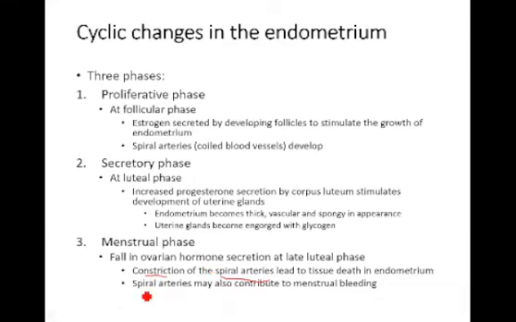At the same time, some scientists found that the spiral arteries may also contribute to the menstrual bleeding. Why do they say it this way? Because the scientists found that if we do not have the spiral arteries, and we take some samples from the uterus, we find that there's not much bleeding. So the spiral arteries should be the ones that contribute to the bleeding during the menstrual cycle.